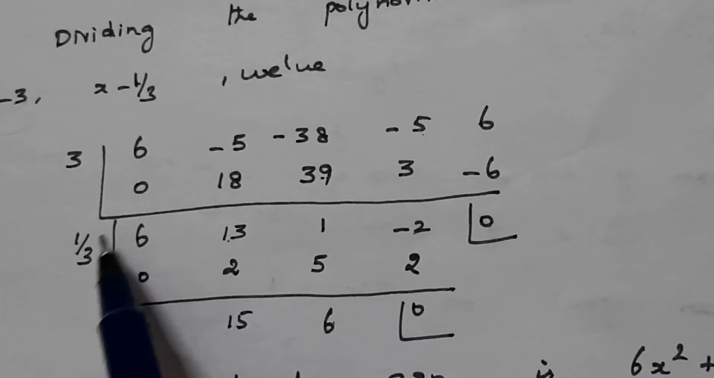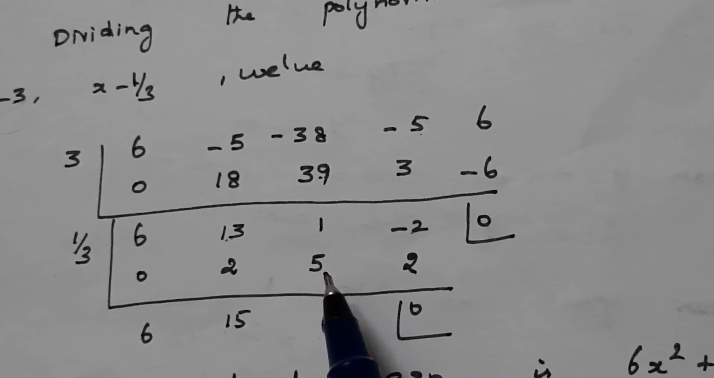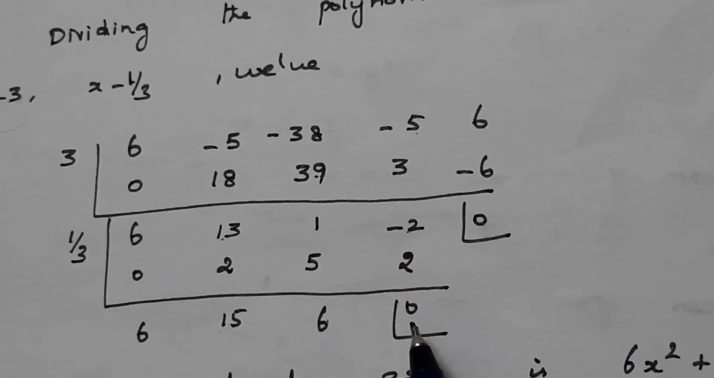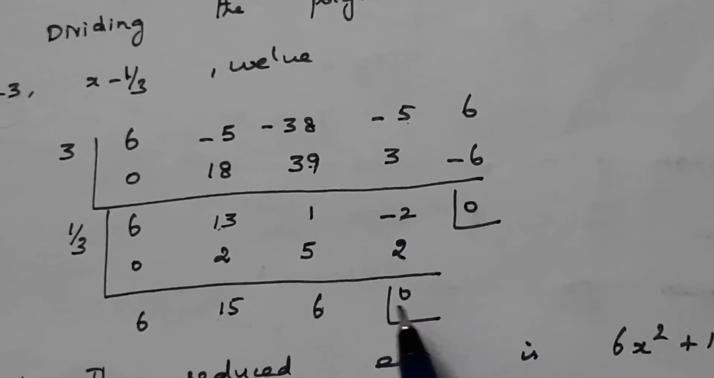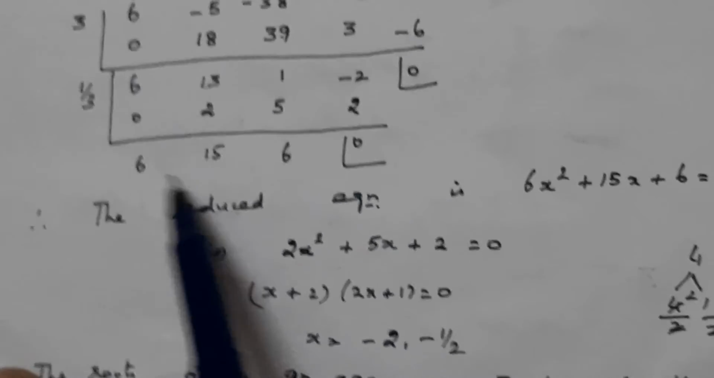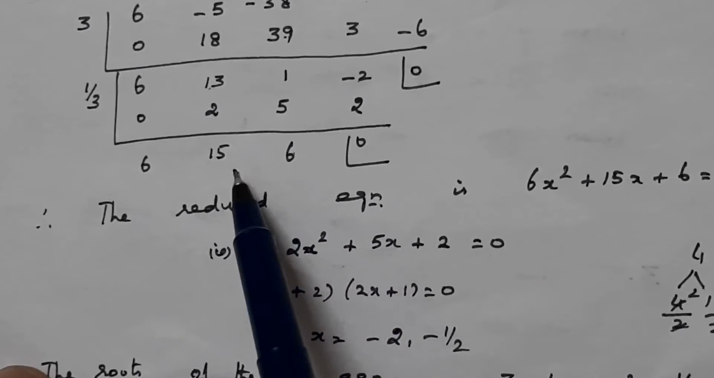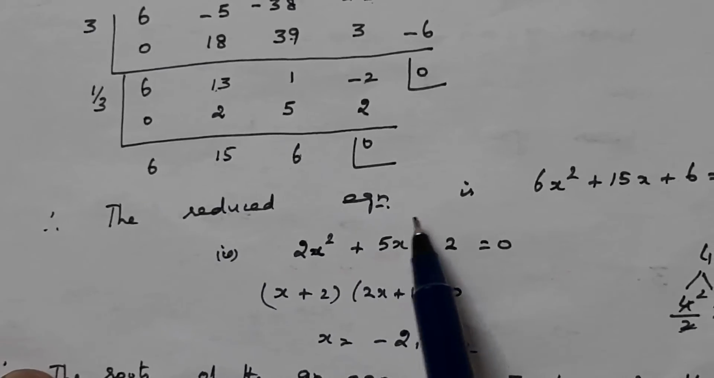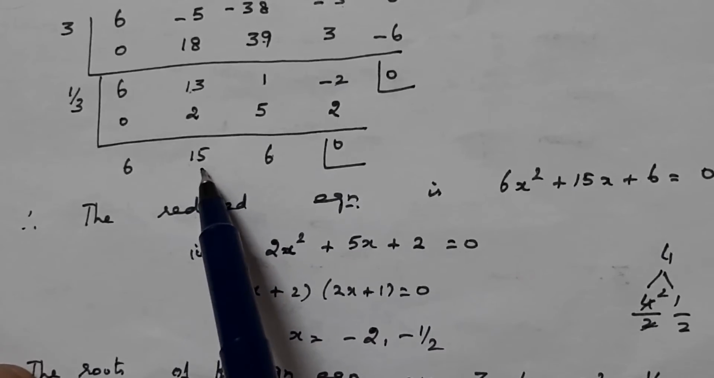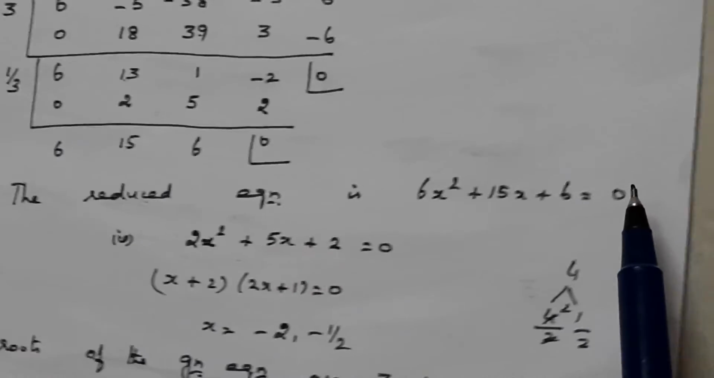Again 1 by 3 into 6 means 3 and 6 get cancelled. It will be equal to 2. So minus 2 plus 2 will be 0. That is, the remainder is 0. And this is the quotient. So we can write down the reduced equation using that quotient. And what is the reduced equation? 6x squared plus 15x plus 6 is equal to 0.